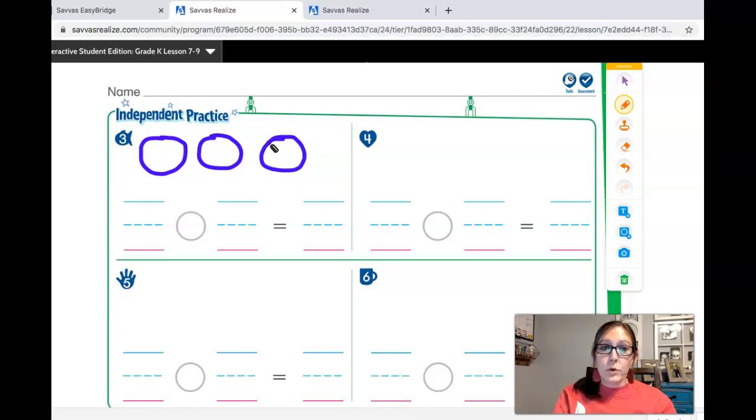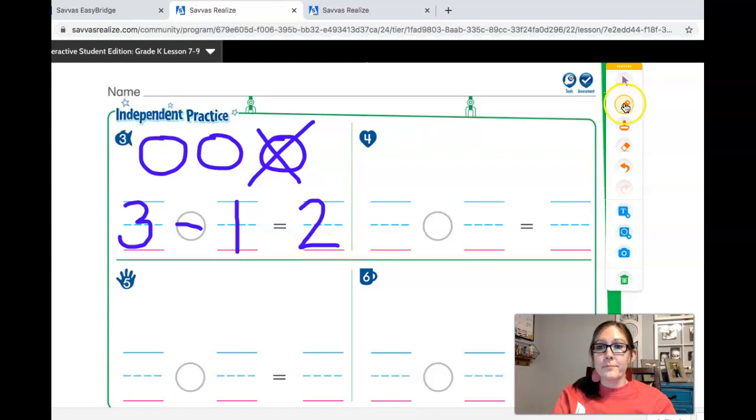One of the raccoons crawled away and went to go play. Cross 1 out because 1 went away. How many raccoons are left in the tree? 1, 2. Let's write the equation that matches that story. 3 raccoons were in the tree, minus, because 1 went away, 1. That 1 represents the 1 raccoon that crawled away. How many raccoons are left? Our answer is 2. 3 minus 1 equals 2.